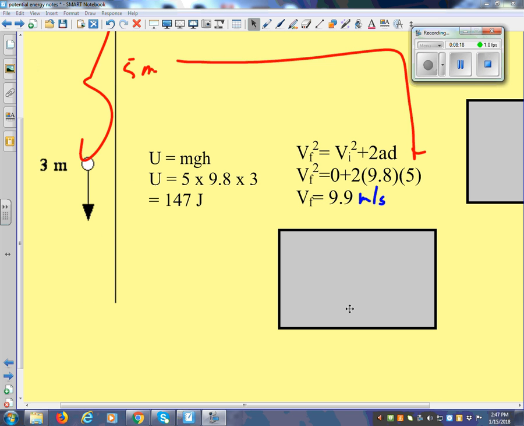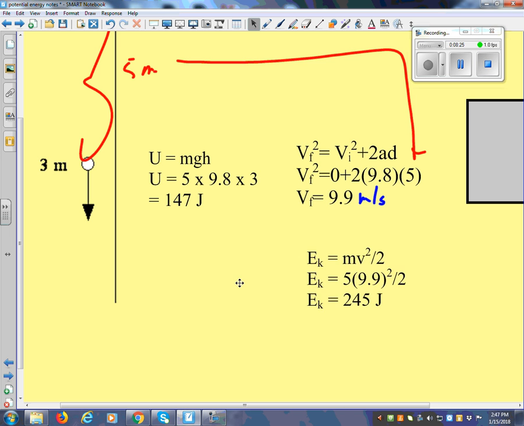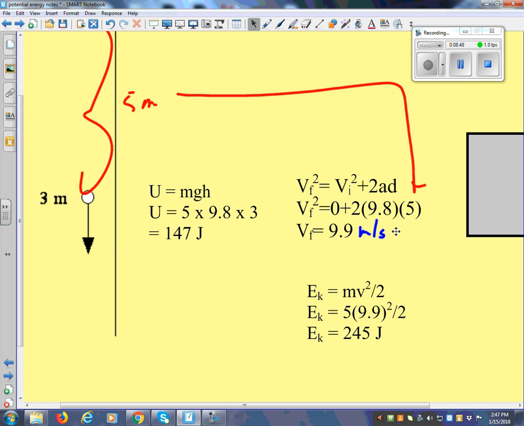It's moving at 9.9 meters per second. Now we're going to use that kinetic energy formula, and we're going to get EK equals mv squared over 2. We're going to get 245 joules of kinetic energy. So it's got some potential, and it's got some kinetic. Is the total still the same? Was it 392? Yeah. Is the total still 392?